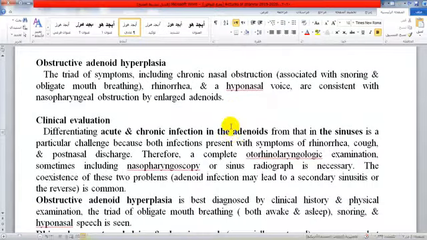Now we go to the obstructive adenoid hyperplasia. The triad of symptoms including chronic nasal obstruction, which is associated with snoring and obligate mouth breathing, rhinorrhea, and hyponasal voice are consistent with nasopharyngeal obstruction by enlarged adenoids.